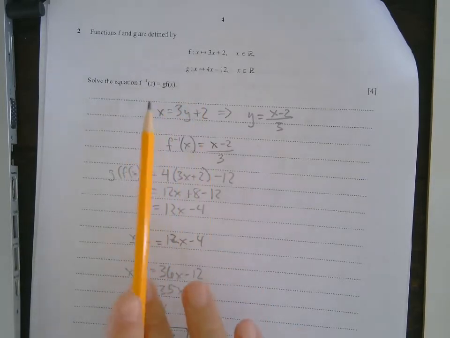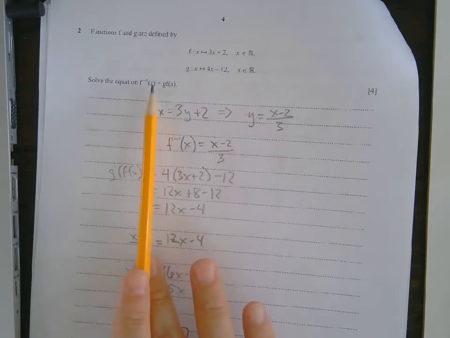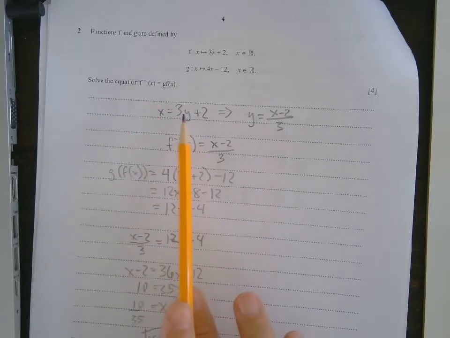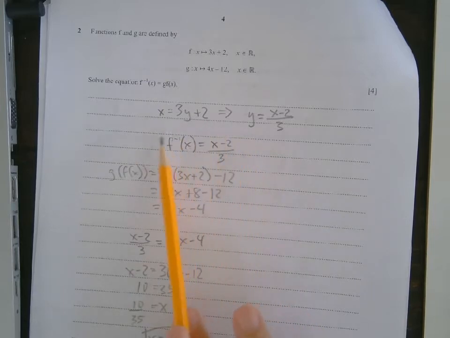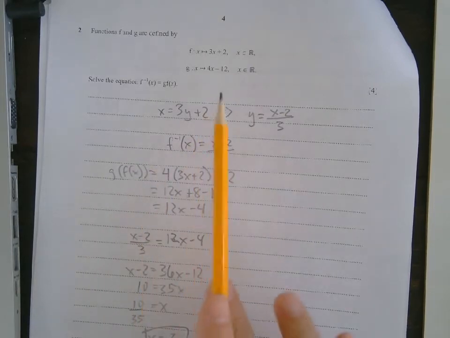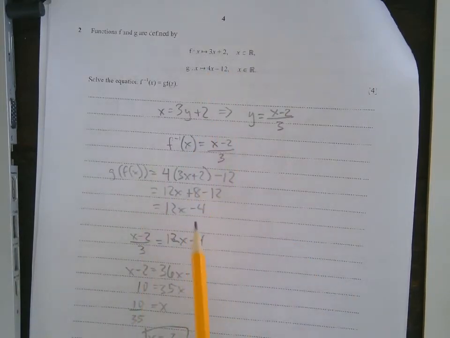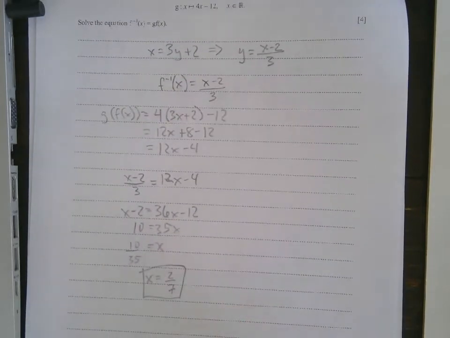And then we also need to find the inverse of f. The way we find the inverse of f is to switch the x and the y and then solve for the y. So that's the way that I found out what the inverse of f was. And then to find g of f of x, I just took the f function and plugged it into the g function and simplified it down. All right, so then I've got those 2 things. I set them equal to each other, and then I solve those down.